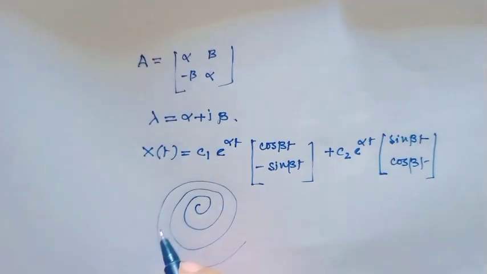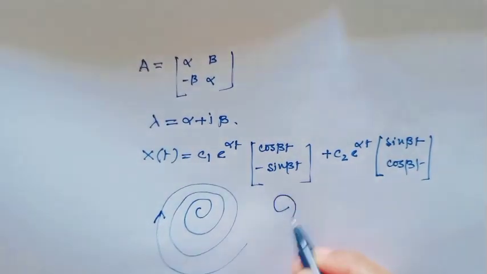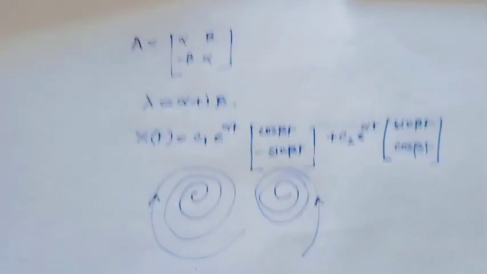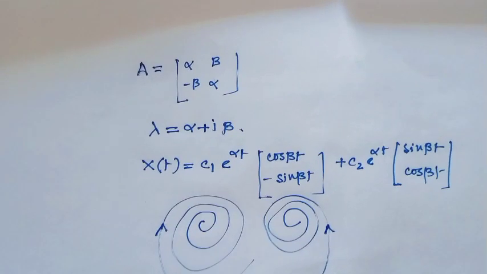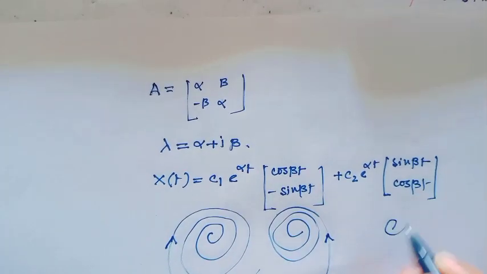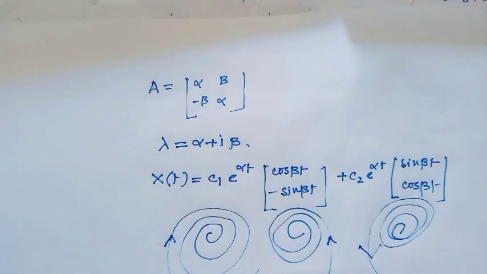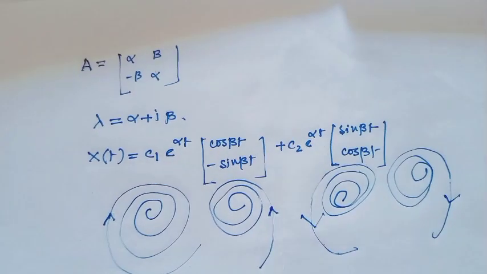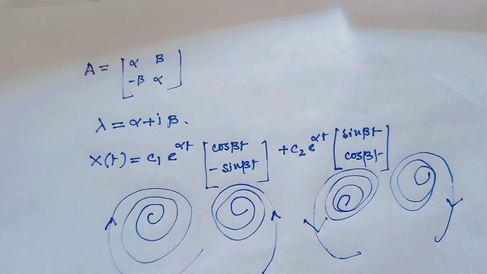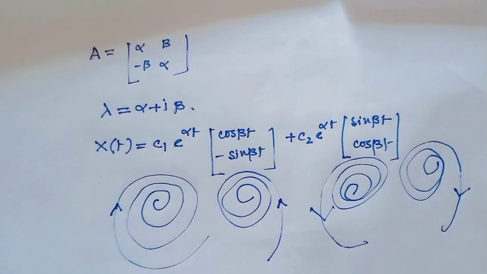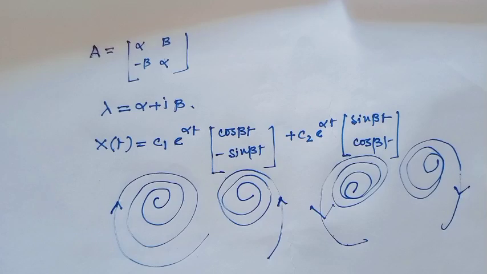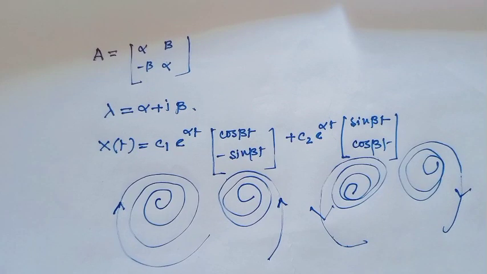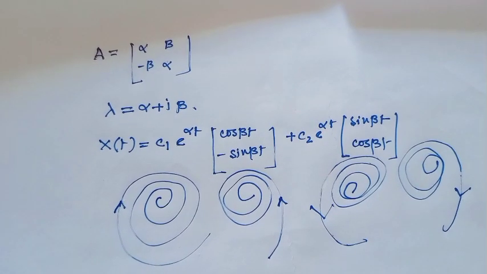If alpha goes to 0, then the direction would be of such type. Also, this is a spiral. If alpha goes to 0, this goes to 0. But if alpha goes to infinity, then the spiral would be of such type. The direction of the spiral would be of such type, or the spiral would be of such type. That means there exist 4 possible spirals for this solution of the differential equation. I hope all my viewers have understood this type of question easily.